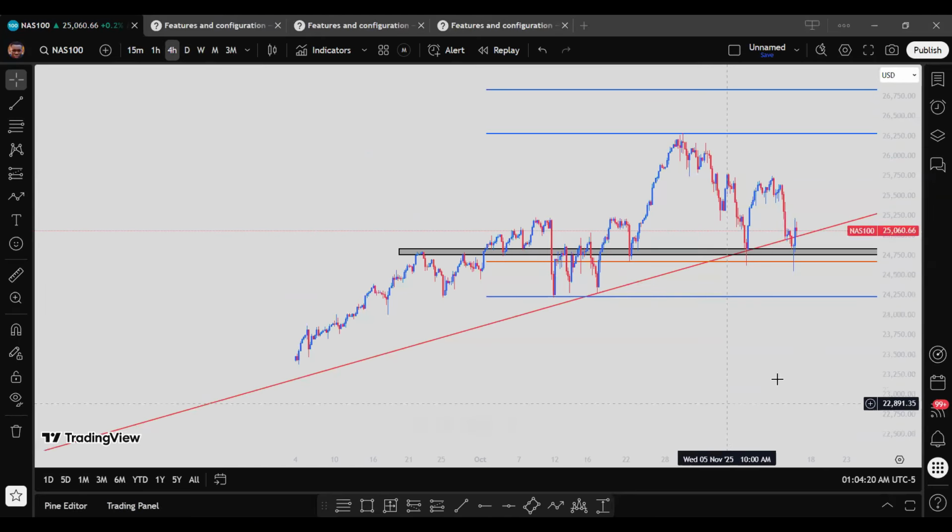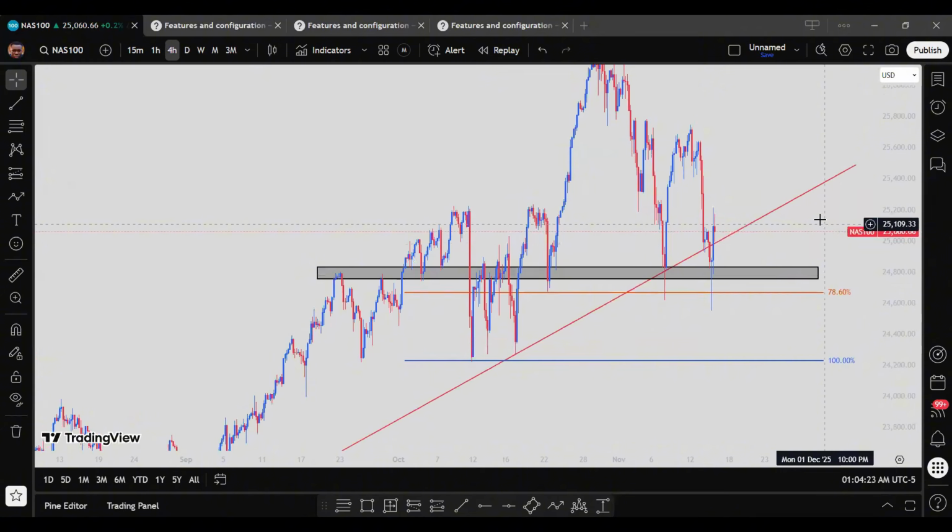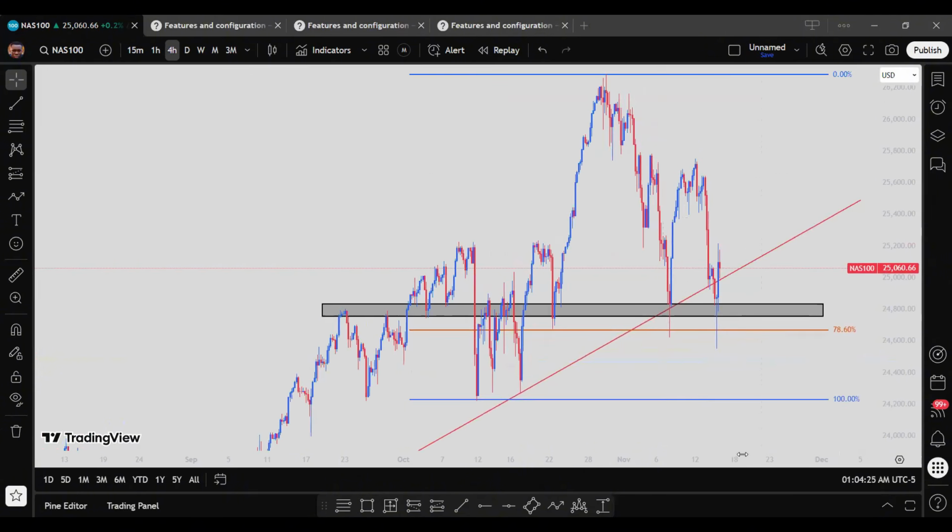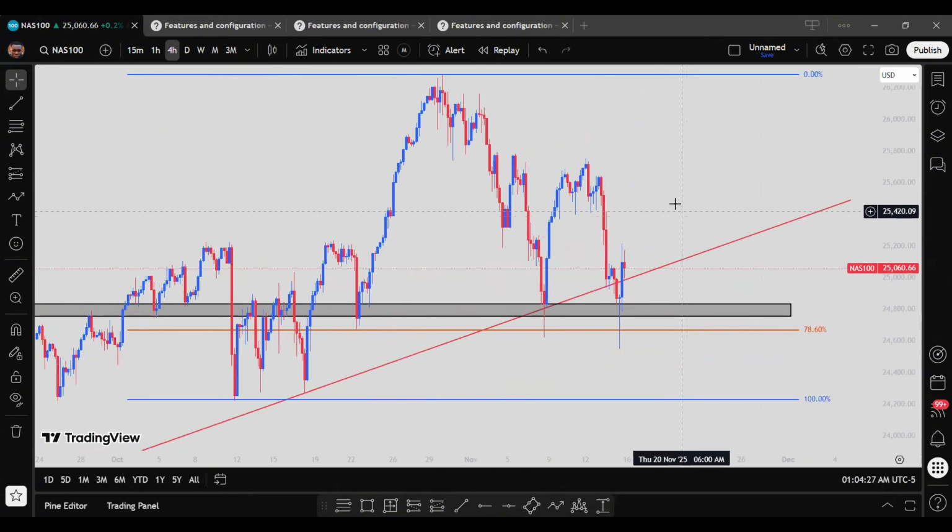I'm more interested in getting into this trade, right? So when the markets open, I'll be getting into this trade, and I'll be sending out the signal to my Telegram channel.